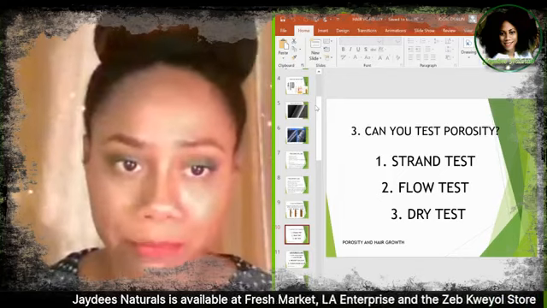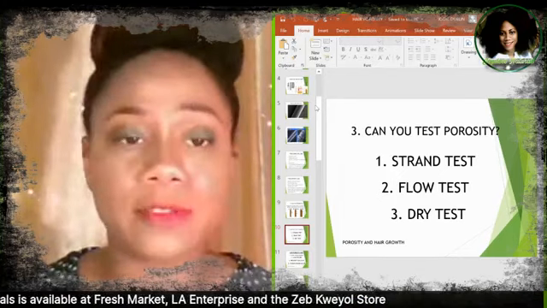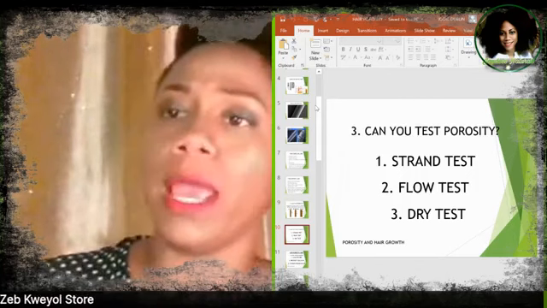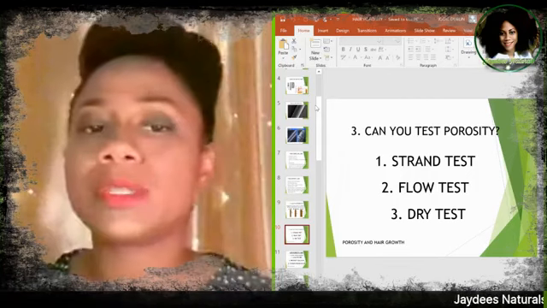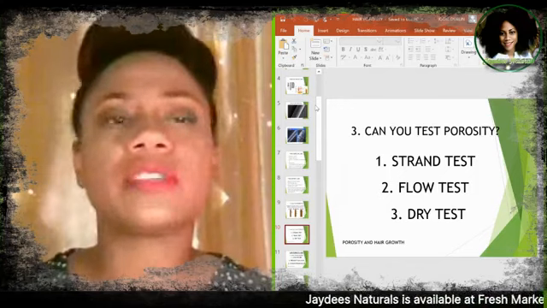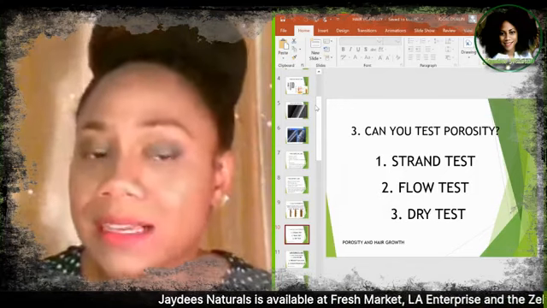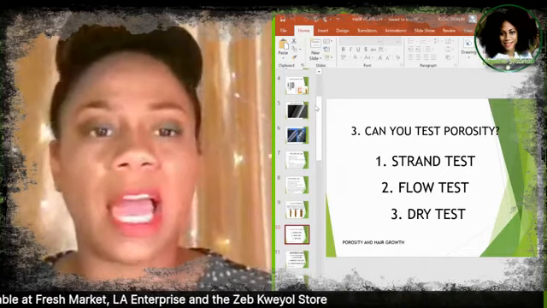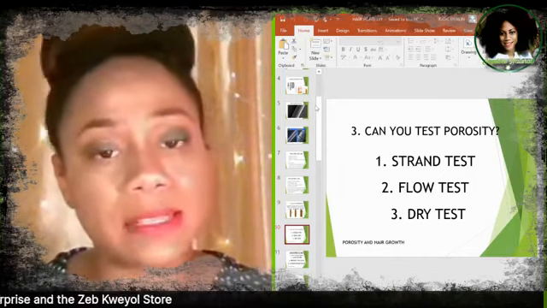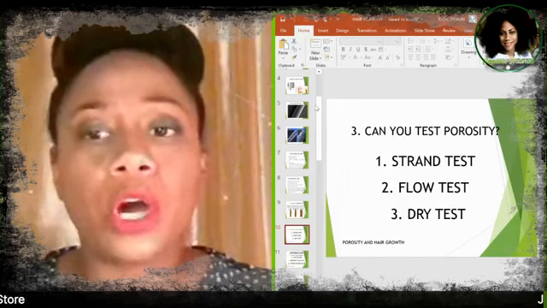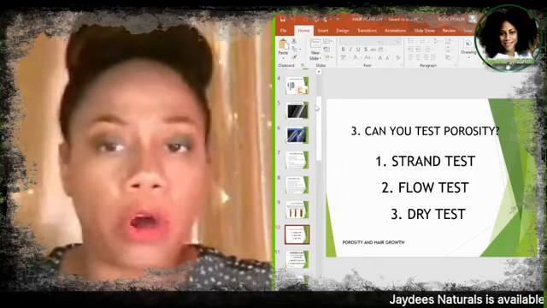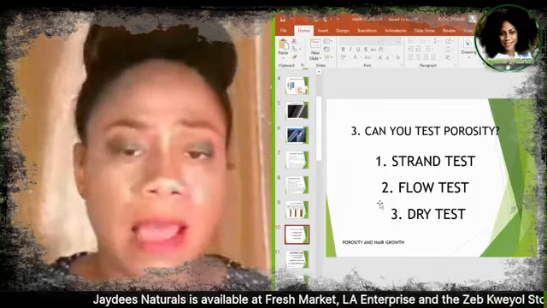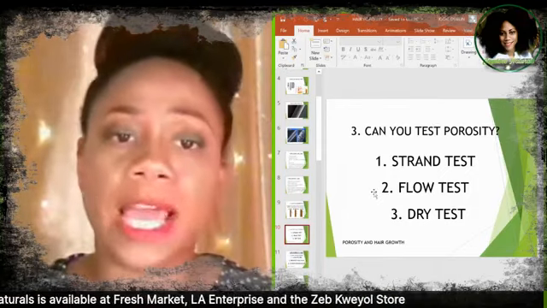No. Okay? The most effective way is to get a microscope, and none of us have microscopes. So the most effective way is to see and just document how your hair reacts, how it reacts to products, and just the nature of your hair. I think that's the best testament of how your hair is, how porous it is, and what you can do to fix it.